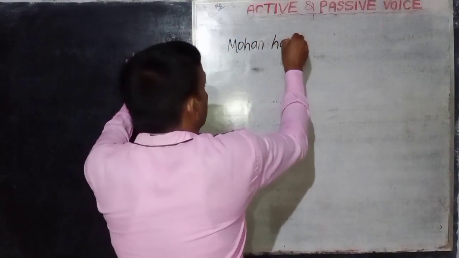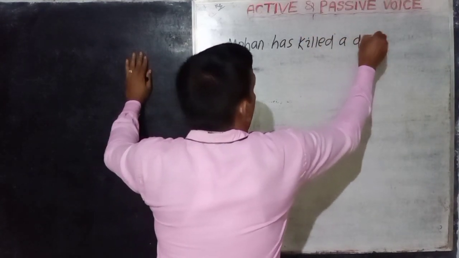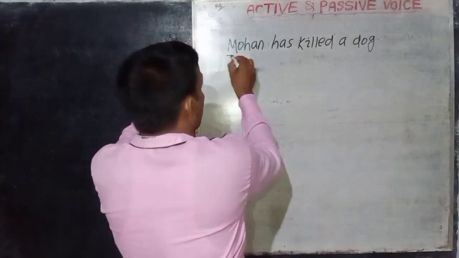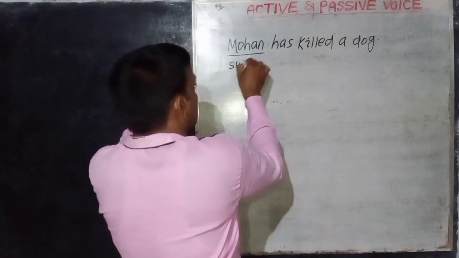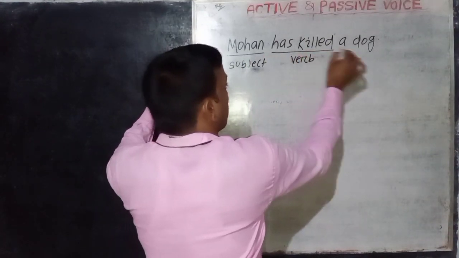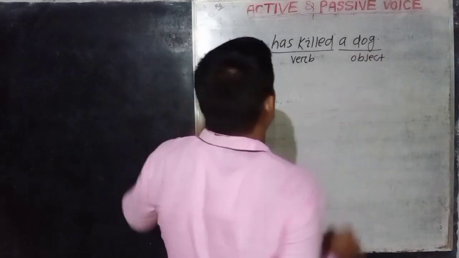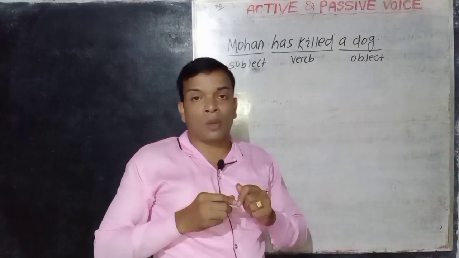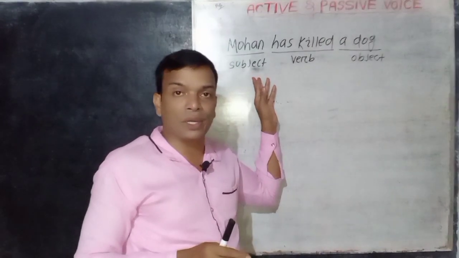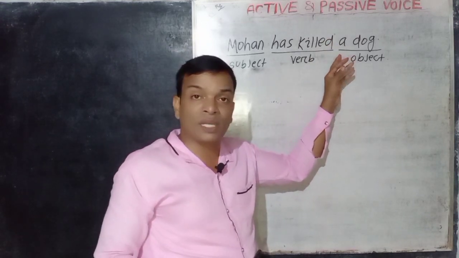Mohan has killed a dog. So first know the pattern of the sentence. Here Mohan is called the subject, then has killed is called the verb and a dog is the object of the sentence. So here the speaker puts emphasis on Mohan and what he has done. He puts less emphasis on the particular object, a dog.